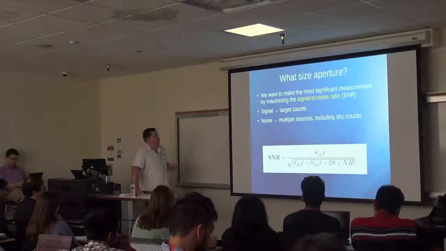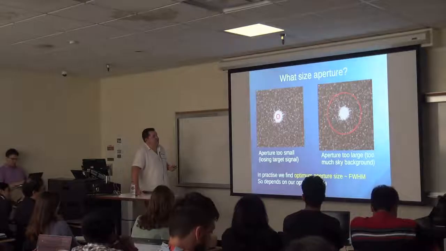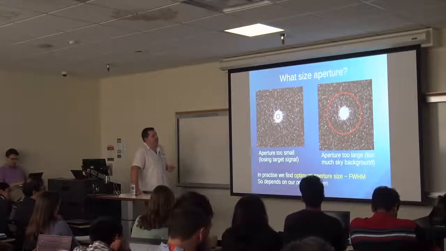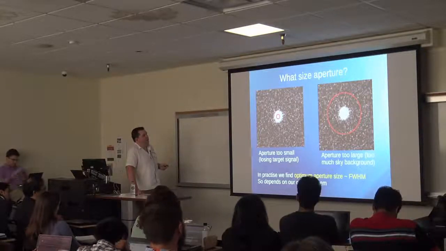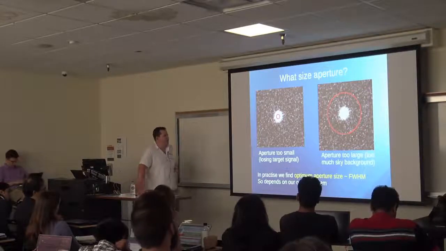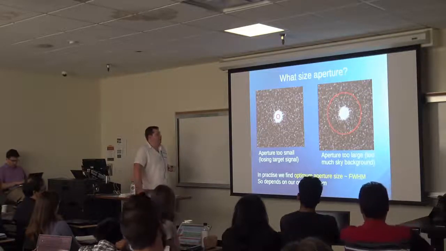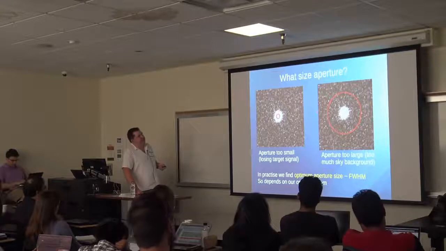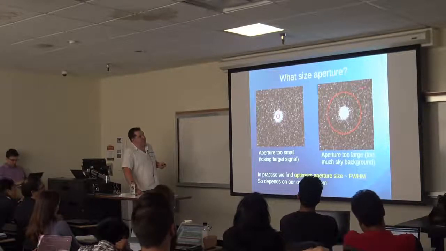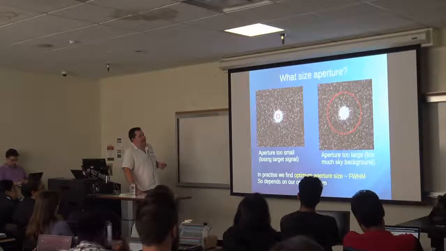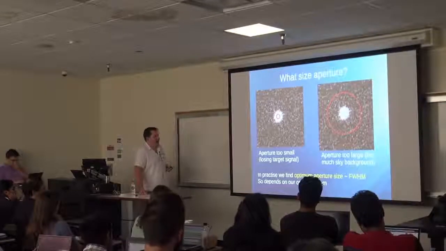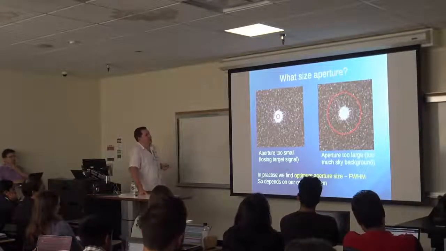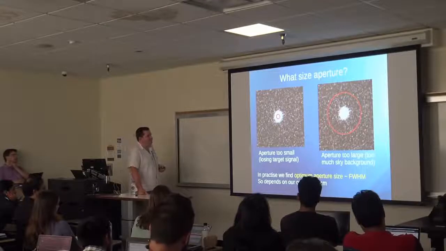So the point is that if your aperture is too small, like this aperture that is clearly too small, we are throwing away a large amount of signal from our object, so that's not good. We're losing signal. Here is an aperture that on the face of it seems to be much too big. What we're gaining here is too much sky, so we're adding noise. So both of these are suboptimal.